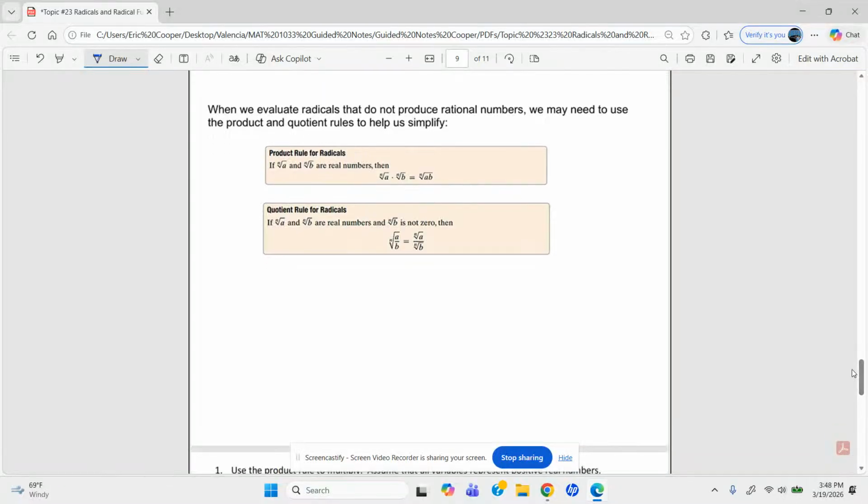When we evaluate radicals that do not produce rational numbers, we may use the product and quotient rules to help us simplify. So again, this goes back to exponents. In exponent world, if you have two bases that are the same, you could just multiply them together and add their powers. And that's the same here with the index. As long as the indexes are the same, we can multiply the numbers that are on the inside. Same thing when we divide. As long as the index is the same, we can go through and split them up.